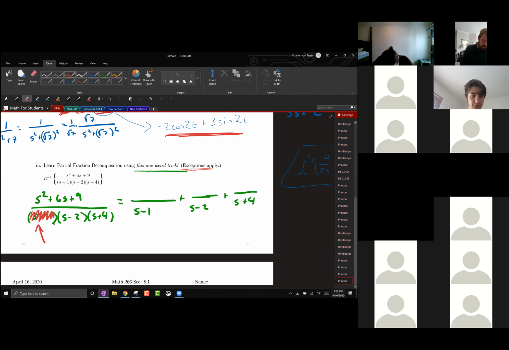When I do that, notice that my numerator would be 1 squared plus 6 times 1 plus 9, and in the denominator we'd have 1 minus 2 times 1 plus 4. Does everyone see what I just did there? I replaced all the s's with 1. So let's see here. That gives us 16 in the numerator, and in the denominator, we get -5. So -16 fifths will be that entry right there.